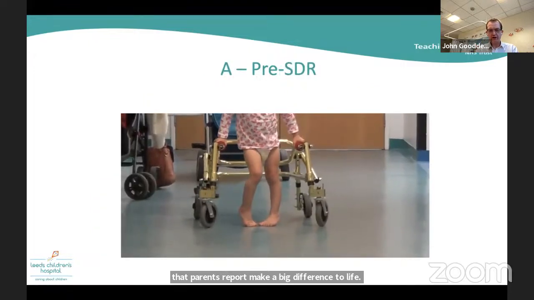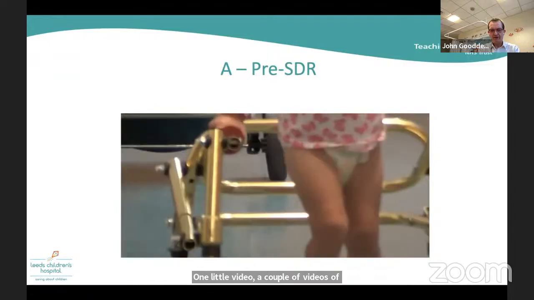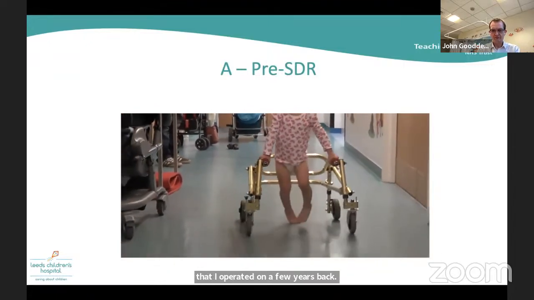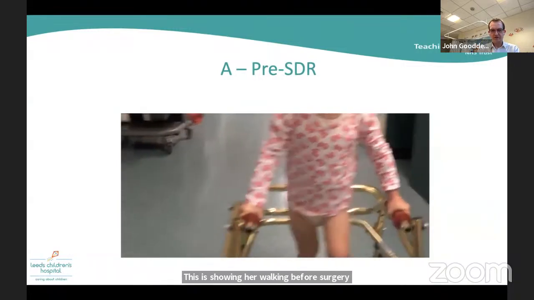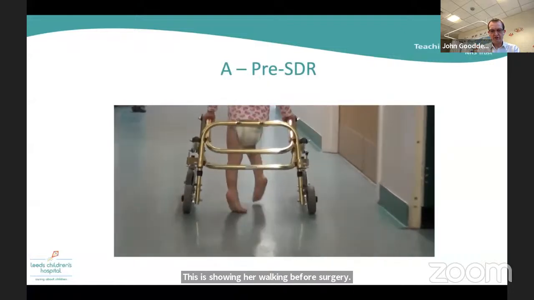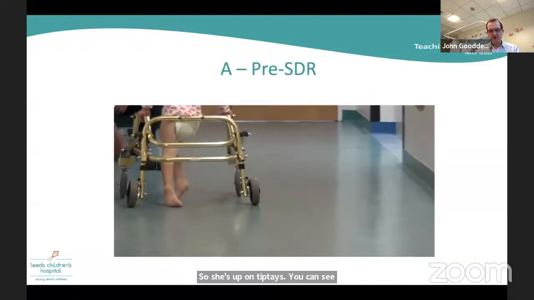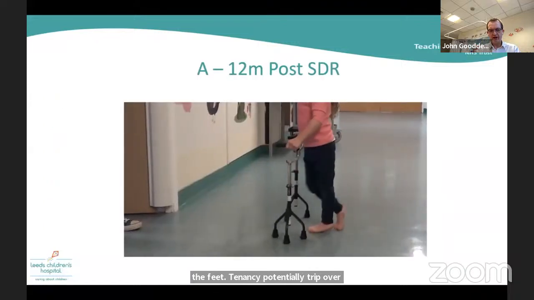One little video, a couple of videos of a young girl that I operated on a few years back. This is showing her walking before surgery. So she's up on tiptoes. You can see the crossing in of the feet, a tendency potentially to trip over. And then this is her at 1 year.